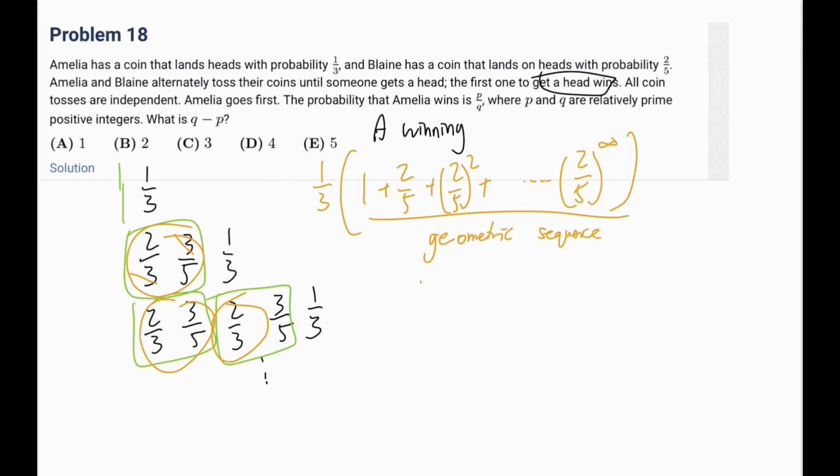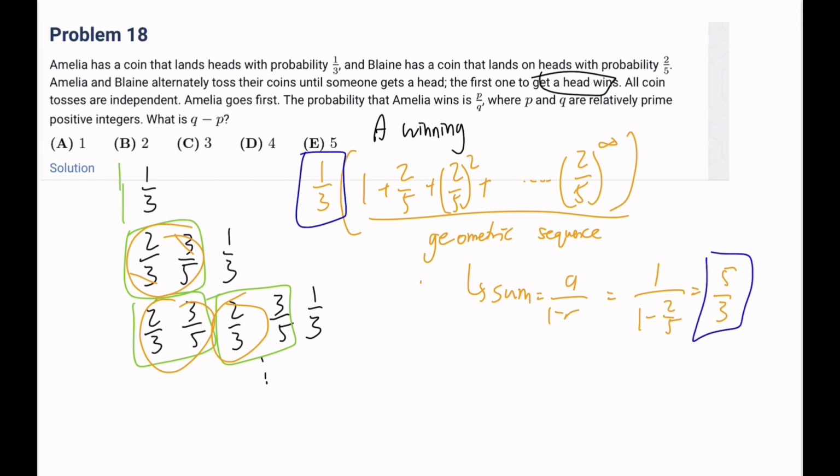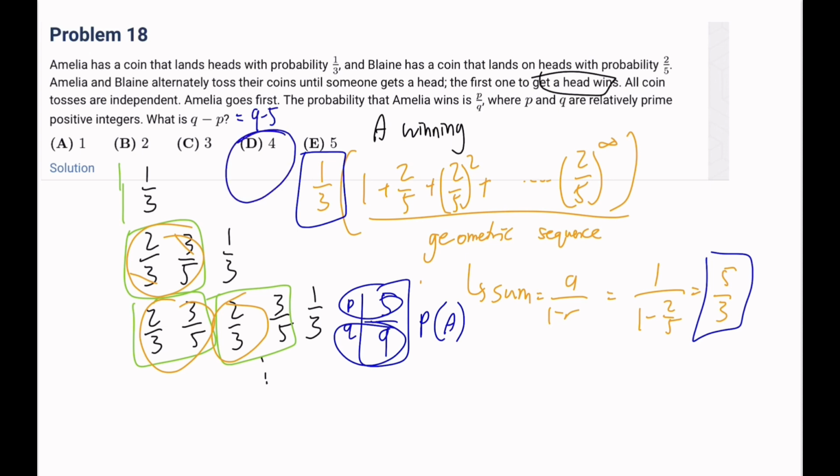And so the sum is a over 1 minus r, and since r is 2 over 5, it's 1 minus 2 over 5 in the denominator, and the first term a is 1. So this is 5 over 3, right? And so the probability that Amelia wins is 1 over 3 times 5 over 3, so it's 5 over 9, right? This is the probability of Amelia winning, and this is P over Q, so P is 5 and Q is 9. What is Q minus P? This is 9 minus 5, so the answer is 4, it's D.